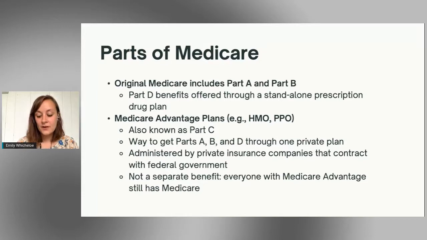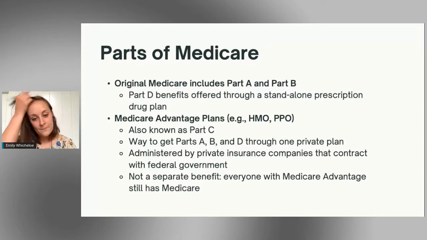Medicare Advantage, also called Part C, is a way to get Parts A, B, and D benefits through one private plan, like an HMO or a PPO. And again, Medicare Advantage plans are administered by private insurance companies that contract with the federal government. They're not a separate benefit, though. Everyone with Medicare Advantage still has Medicare. Their benefits are just being administered in a slightly different way.